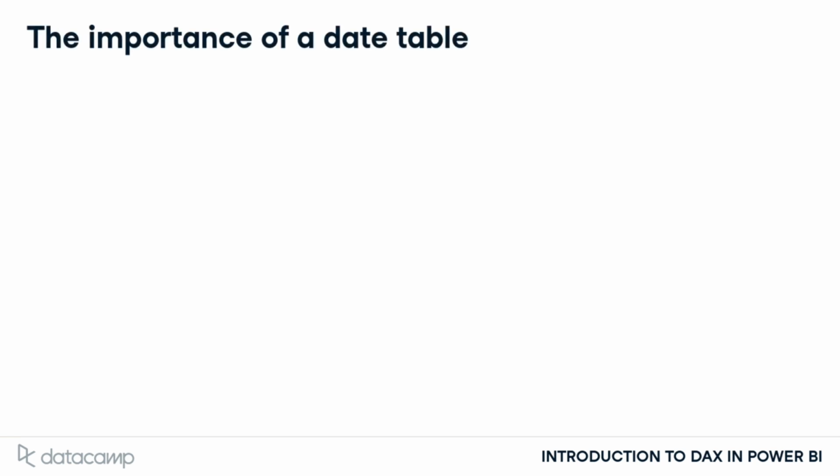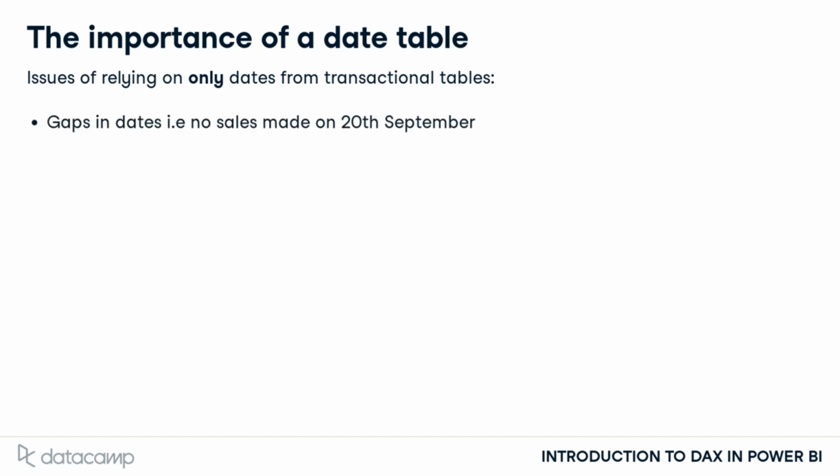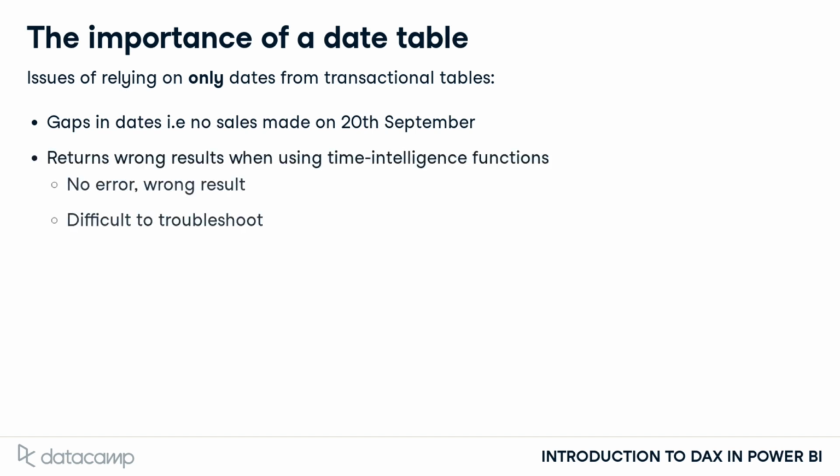Date hierarchies can be very useful, but there are some pitfalls that occur when relying on dates from a transactional table like sales. Time intelligence functions rely on having dates in a table that contains no gaps. For example, if our sales table had no transactions for a particular day, then the function which called it will return the wrong result. This is important to consider because it will not return an error, just the wrong result, making it difficult to troubleshoot.